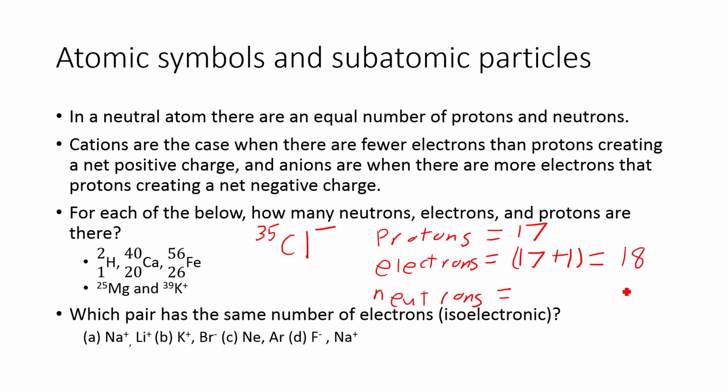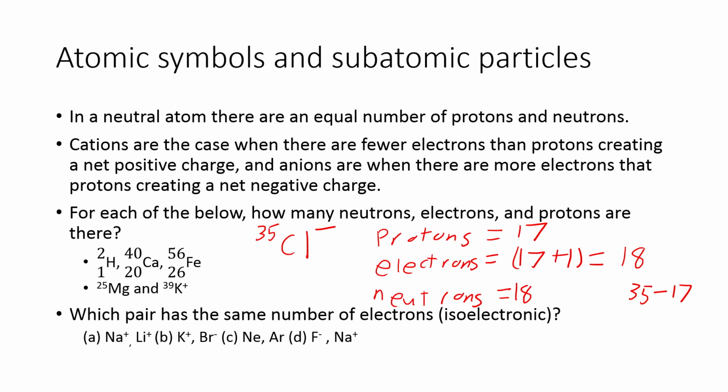We have 35 minus 17. So this is going to have 18 neutrons. So that tells us the 35 chlorine minus anion is going to have 17 protons, 18 electrons, and 18 neutrons.